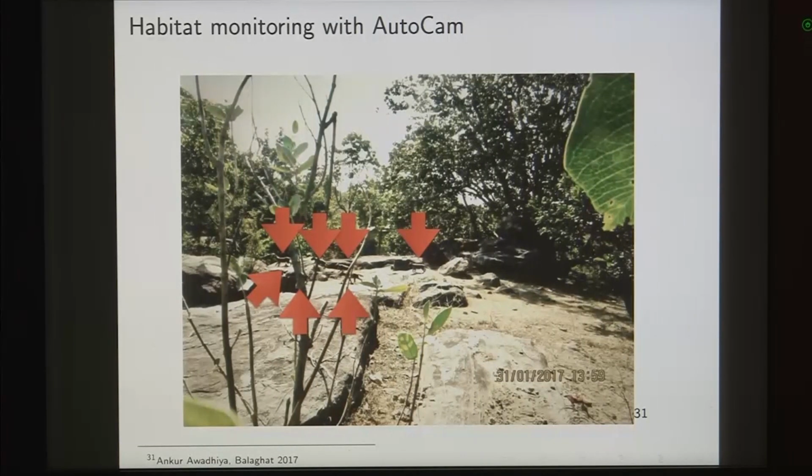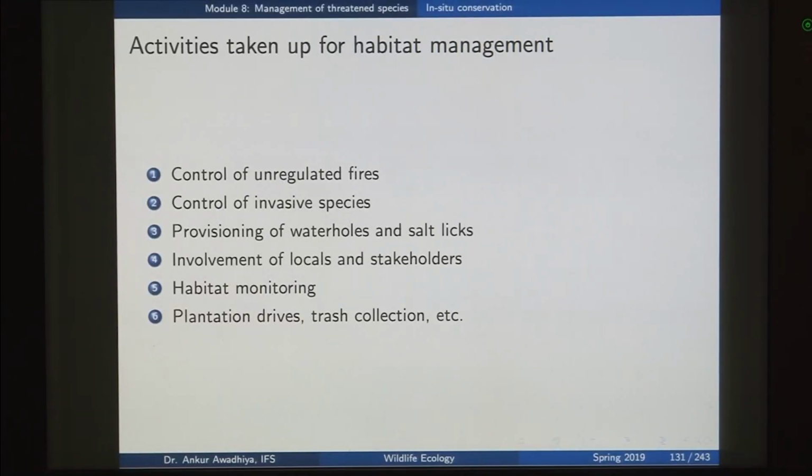So, in this example of habitat monitoring, what we are doing is trying to get a grasp of the population dynamics of different species. For instance, here if we see that there are 7 puppies, there is a good amount of natality in this population. So, it is not suffering that much from the stochastic phenomena that could lead to its extinction. Such kind of habitat monitoring is also done, and so is plantation drives, trash collection and so on.